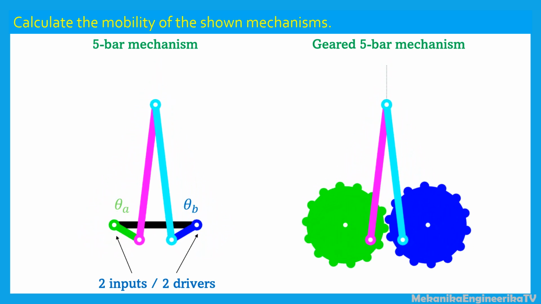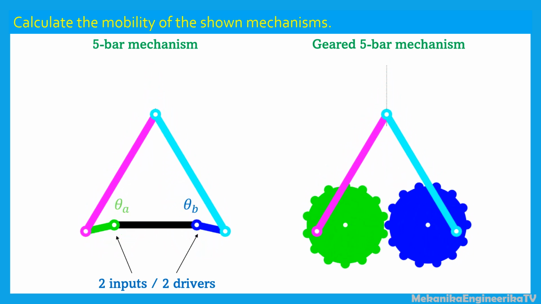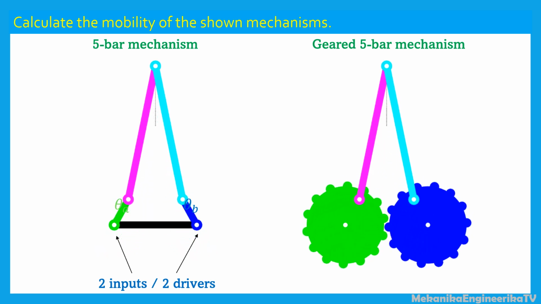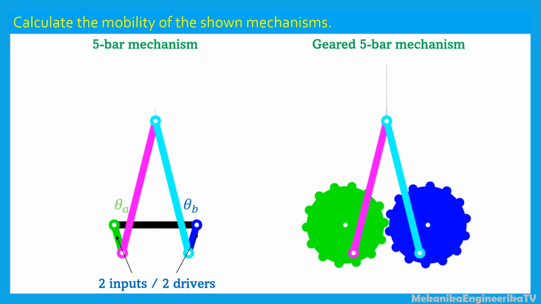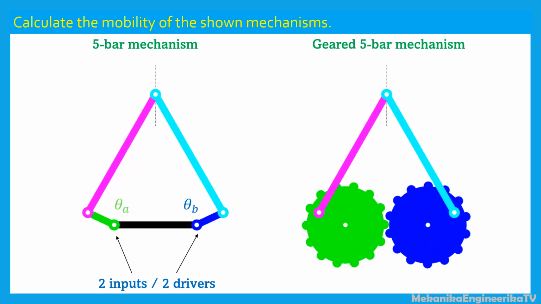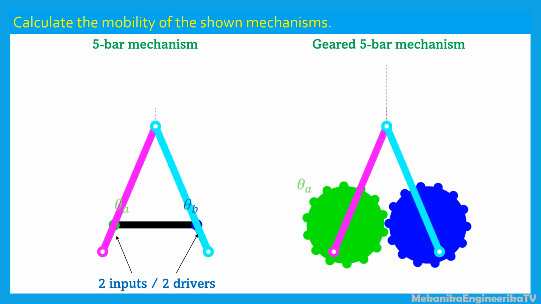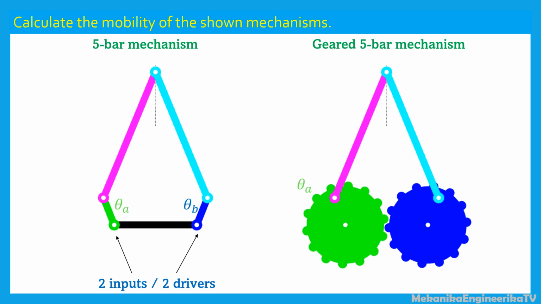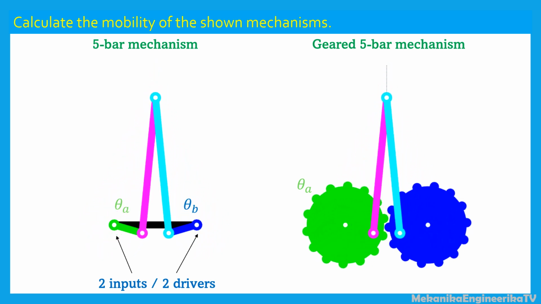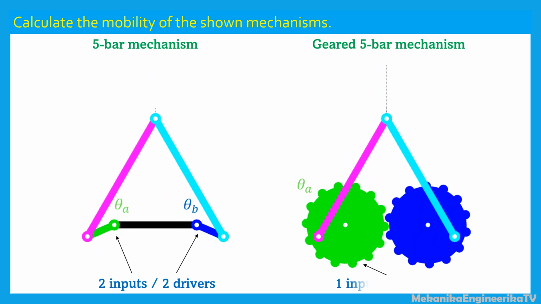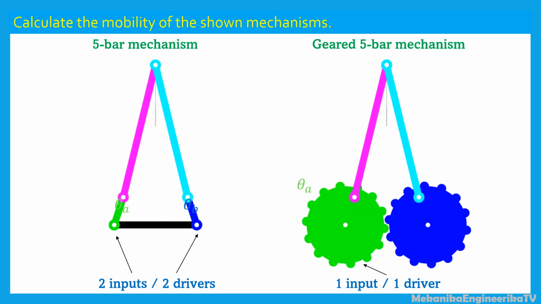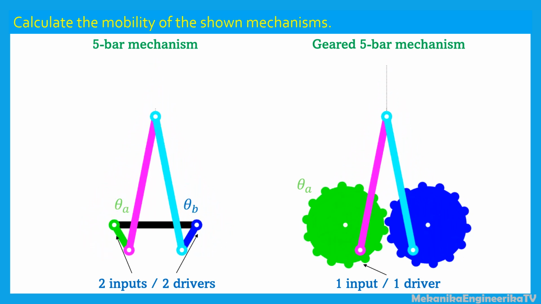In the mechanism at the right, only 1 independent parameter is required to describe uniquely the position of the mechanism. For example, we can choose the angle of the green gear as this parameter. The positions of the blue gear, and the 2 bars, depend on the angle of the green gear. The green gear is the input or the driver. Its motion is controlled by an external source of energy.